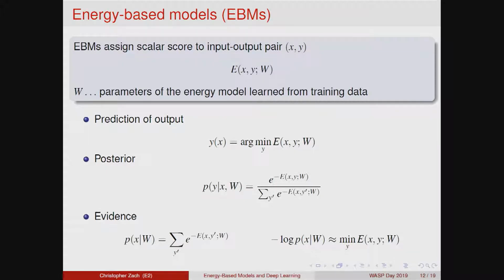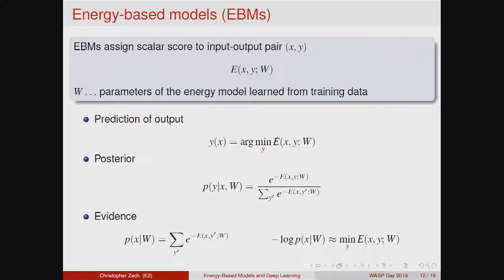What you can do, for example, using an energy model, is give an input and predict the output via solving some minimization problem. So you replace the typical feed-forward architecture by minimizing over variables. You can assign what you call a posterior, but also, very important, you can assign something like evidence, which is more or less connected to this minimal energy.